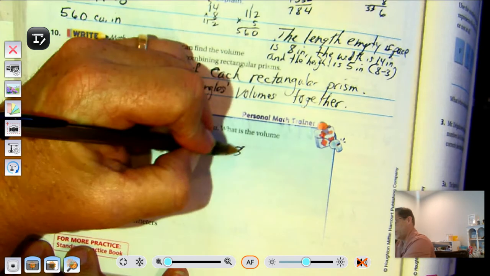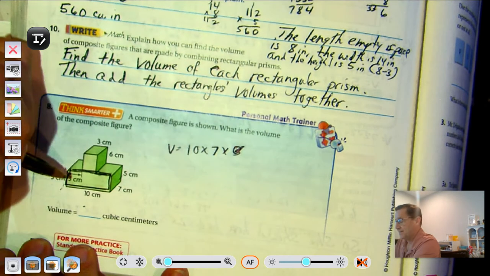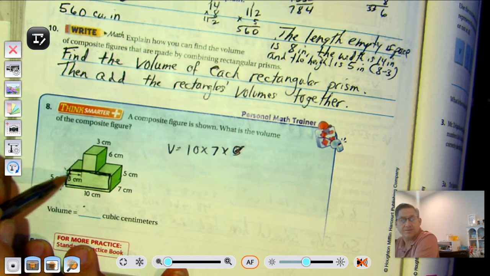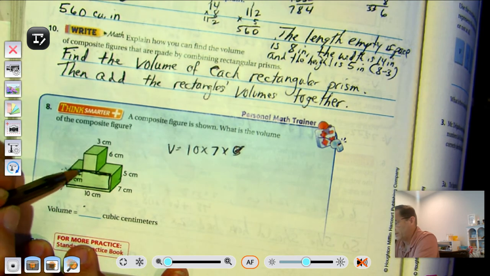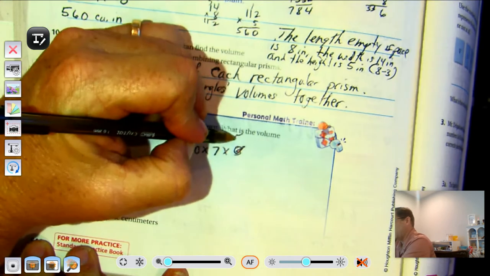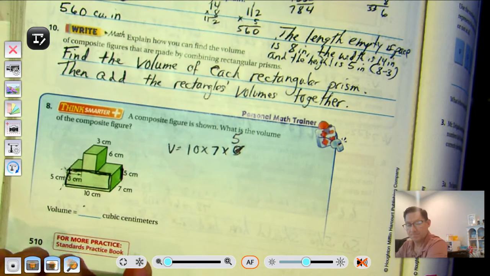No, I'm sorry, not 3. This little space here is 3. I didn't notice the arrows. Okay, the arrows here are referring to this piece. The height of this rectangular prism is 5. So 10 times 7 times 5.